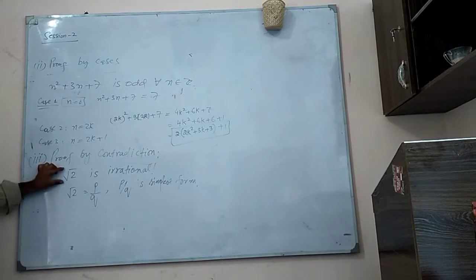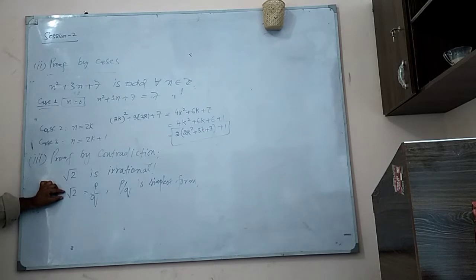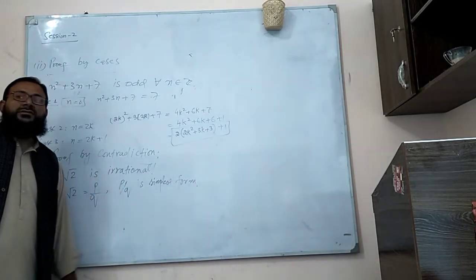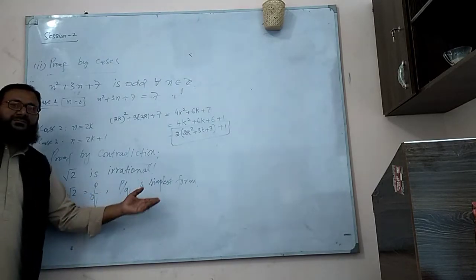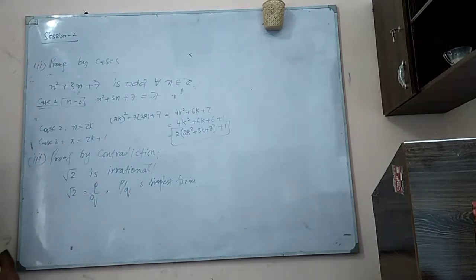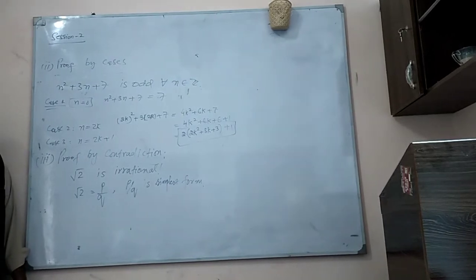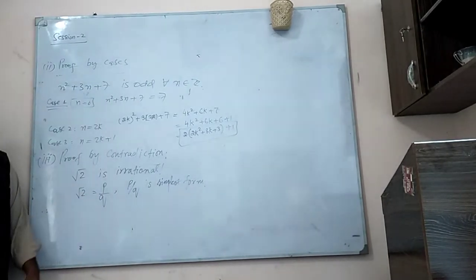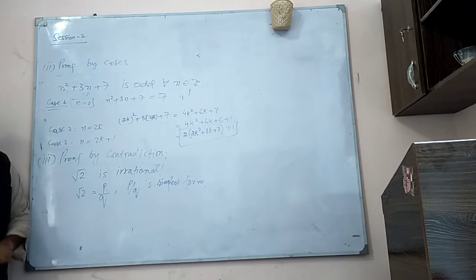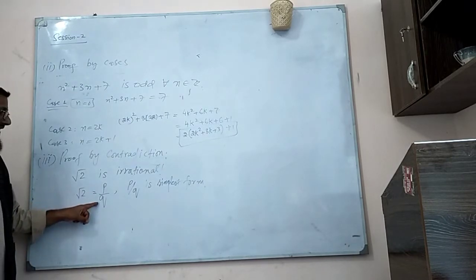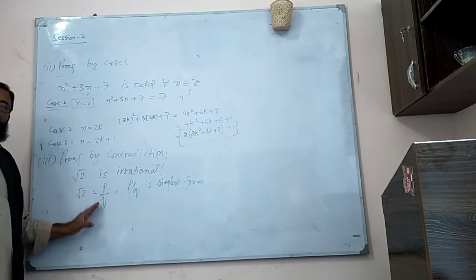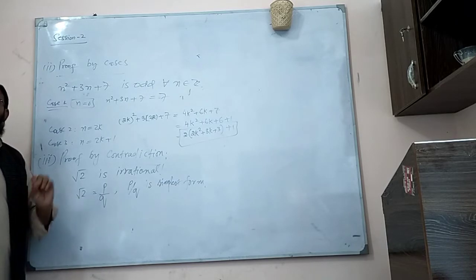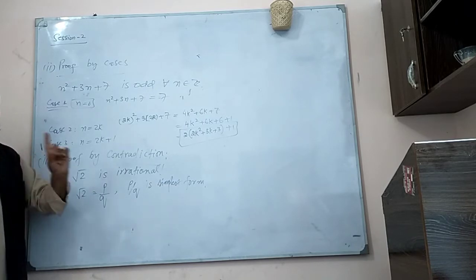You want to prove something is irrational, which is difficult, so you take it to be rational with certain assumptions. But some people ask why we take p by q in simplest form. We could take p by q as 4 by 8, why not? But if you take 4 by 8, it is again equal to 1 by 2. So we just assume that p and q have no common divisor except one.